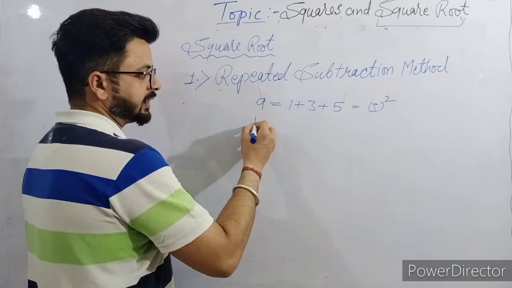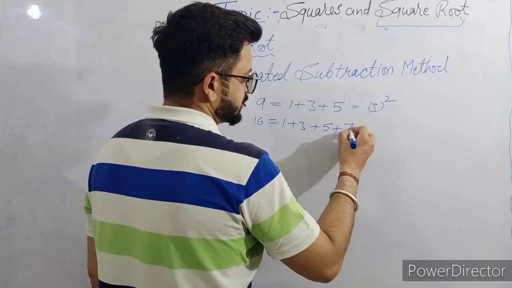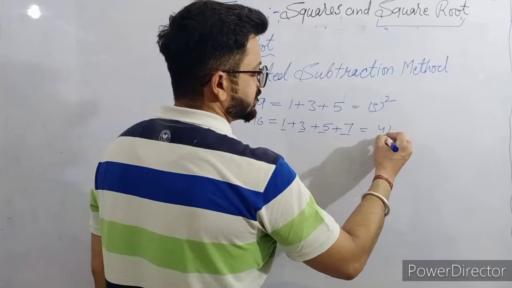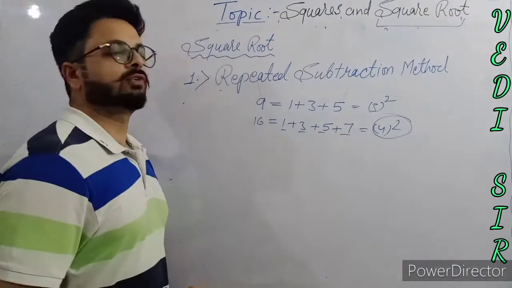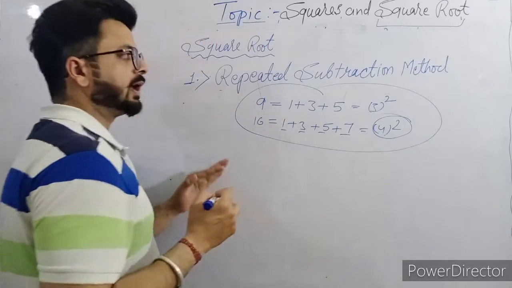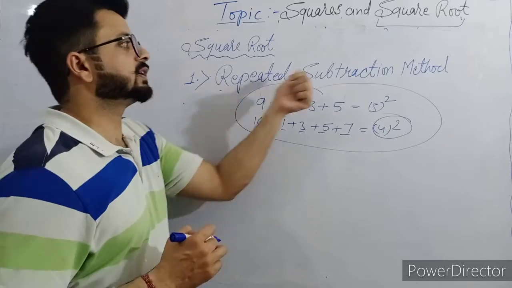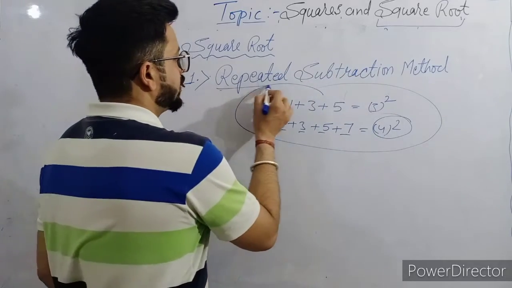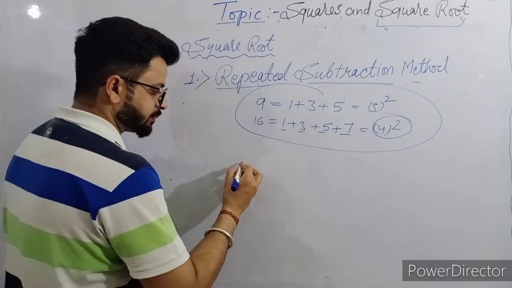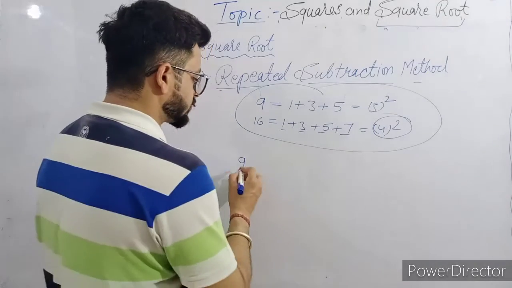Next, like 16 is there, 1 plus 3 plus 5 plus 7, four numbers, which means 16 is the square of 4. Now I will use this pattern and we will find the square root by the repeated subtraction method. I will tell you what is the meaning of repeated subtraction. Suppose we need to find the square root, and now I am telling you the square root.